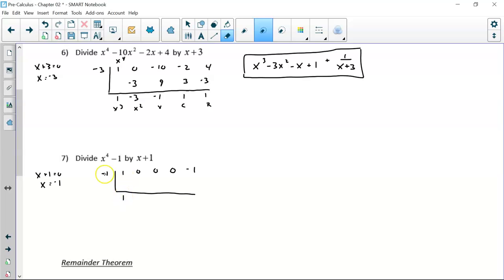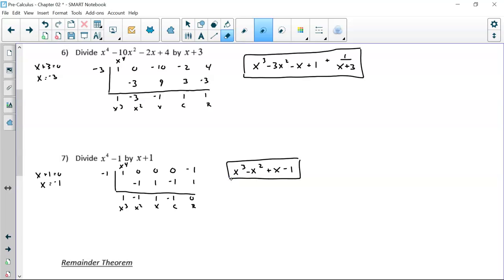Bring down the 1. Negative 1 times 1 is negative 1. When you add, you get a negative 1. Multiply by negative 1, you get a 1. Add, you get a 1. Negative 1 times 1 is negative 1. When you add, you get a negative 1. Negative 1 times negative 1 is 1. And when you add, you get a 0. So this was our coefficient for x to the fourth, so x cubed, x squared, x to the first, constant, and a remainder of 0. So from our division, we get x cubed minus x squared plus x minus 1 as our quotient.